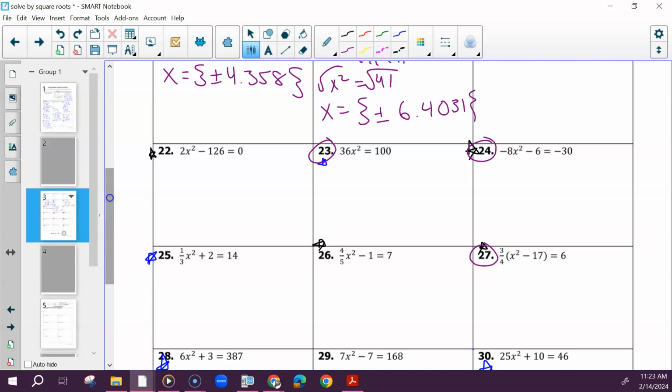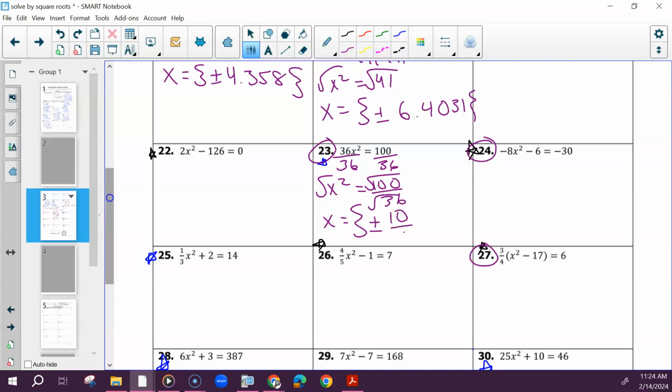Okay. So for 23, if we divide both sides by 36, if they're perfect squares, like 100 and 36 are both perfect squares, take the square root individually. Don't take it all at once. What would that be? 10 and 6. Plus minus.